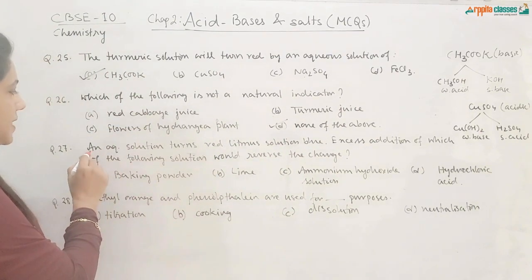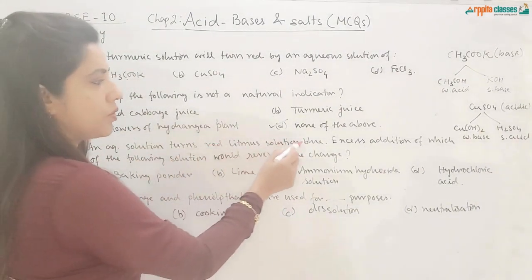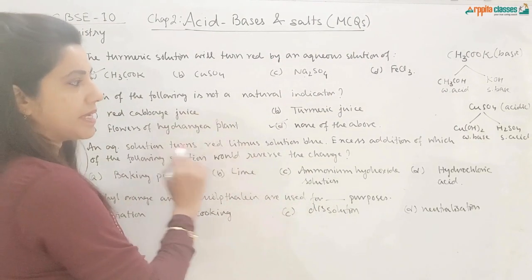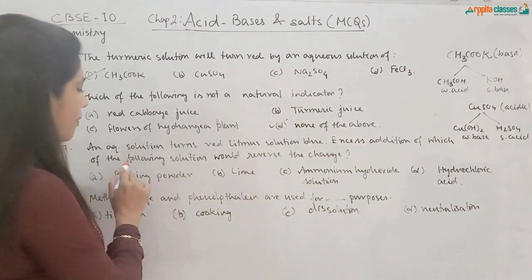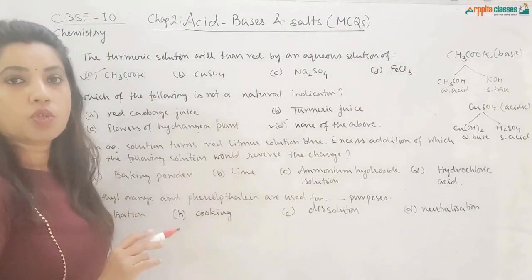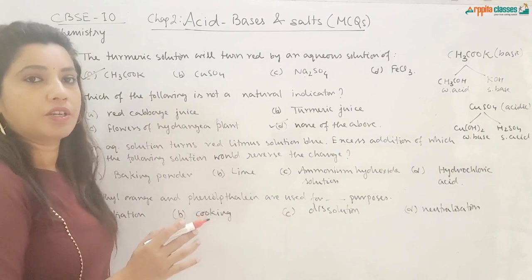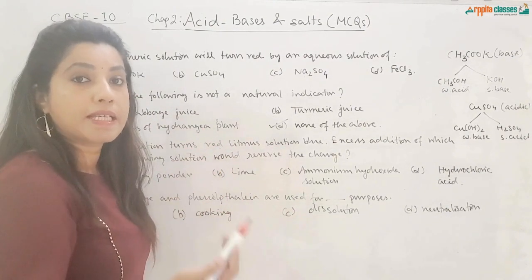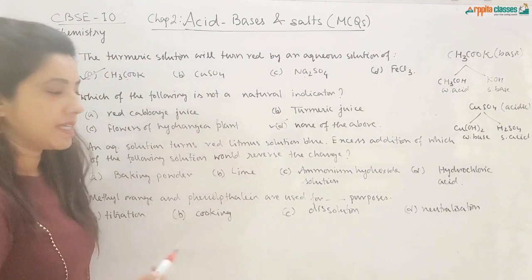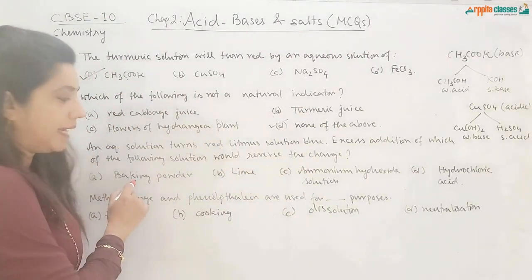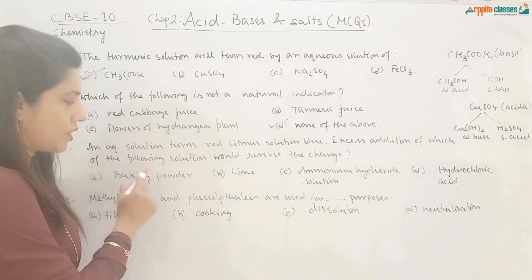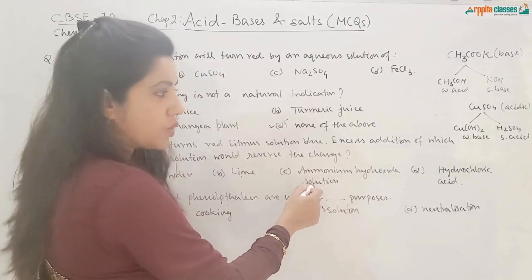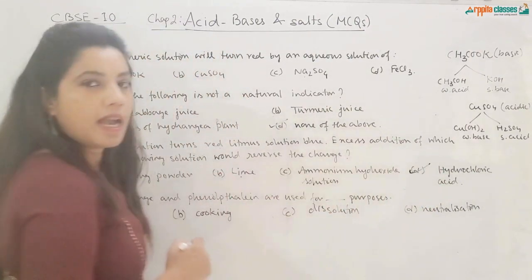Okay. Next is, an aqueous solution turns red litmus solution blue. Red litmus converts into blue. That means it is a base. Excess addition of which of the following solutions would reverse the change? So we have to add some acidic solution to reverse the change, because it is turning the red litmus blue, which means it is basic in nature. Baking powder, NaHCO3, is not an acidic solution, it is basic. Lime is also basic. Ammonium hydroxide solution is also basic. Hydrochloric acid is the acidic solution.